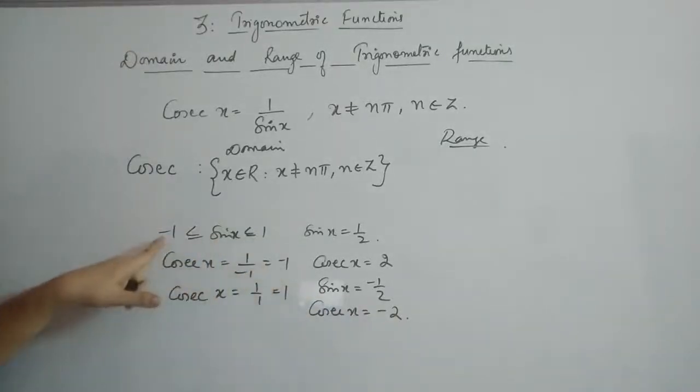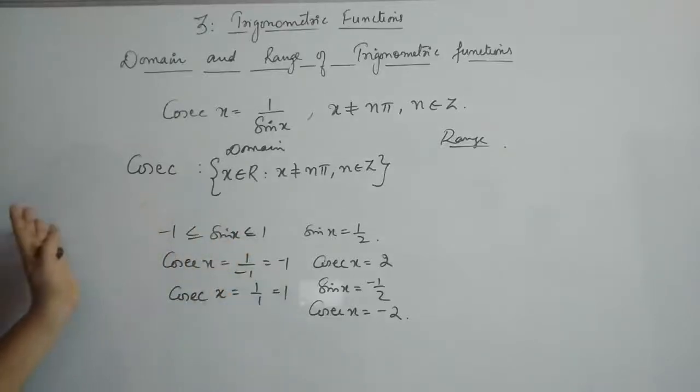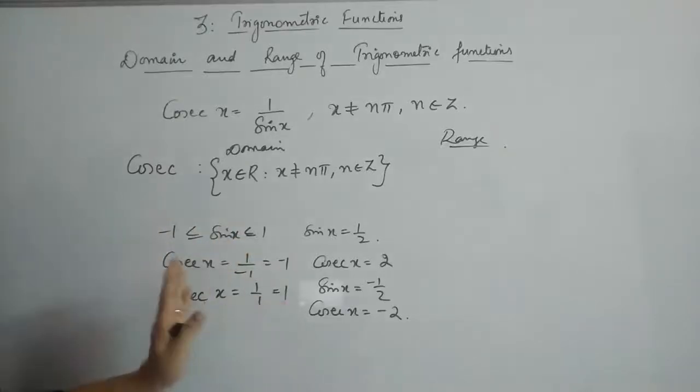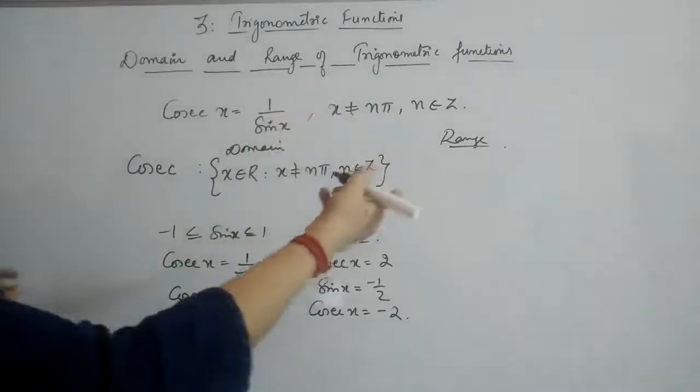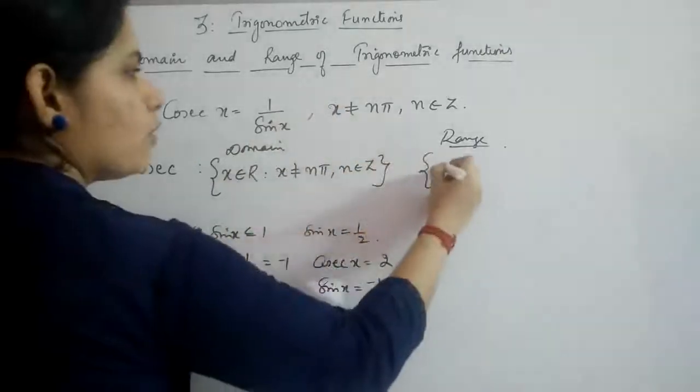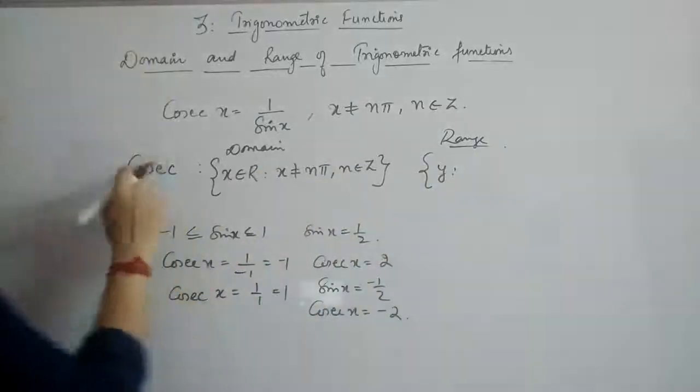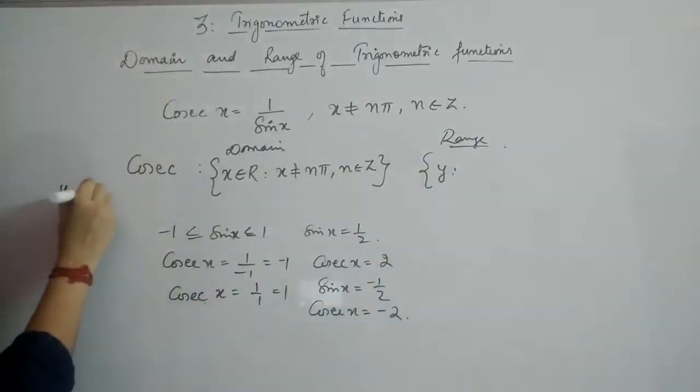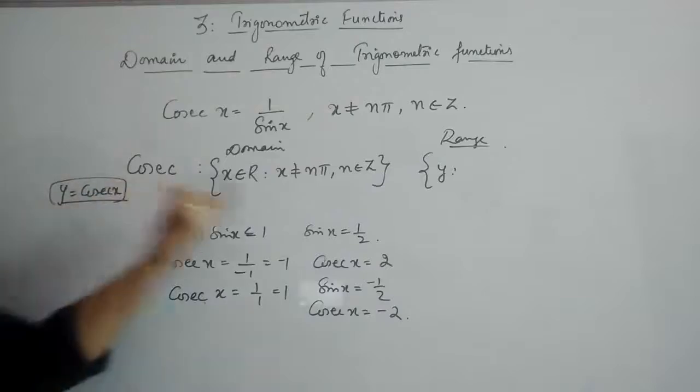That means it can have values less than or equal to minus 1 and greater than or equal to 1. So what will be the range? The range will be the set of all those y. Why am I writing y? I am just taking y as cosec x and calling it y, instead of writing cosec x.